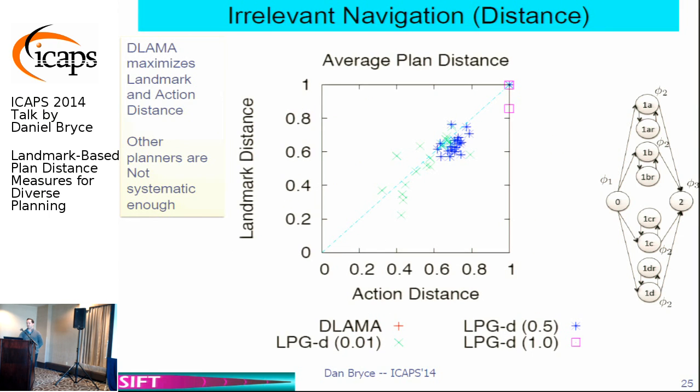So here we see that on this particular problem, all of the action distance-based approaches typically are optimizing action distance, but they have to give up landmark distance in order to do that. Okay, thanks.